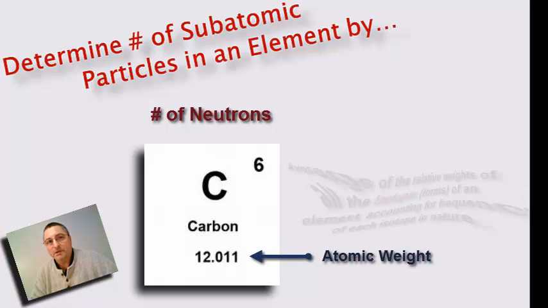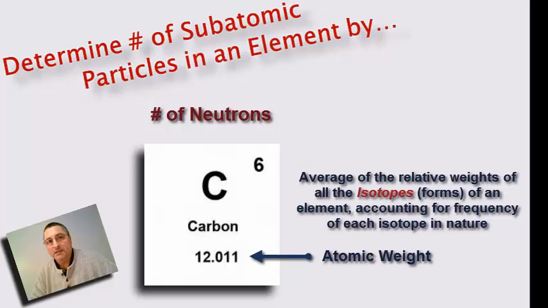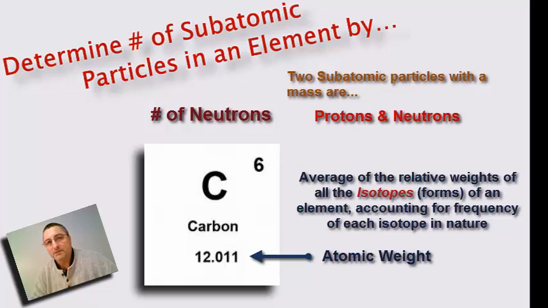Now, the atomic weight is going to be the average weight of any sample that I look at when I'm measuring a sample of carbon. Now, the problem with elements is that every atom of that element does not have the same number of protons and neutrons in it. Because remember from our previous chart, the 2 subatomic particles that carry a mass are protons and neutrons. If every atom of carbon had the same number of protons and neutrons in it, then this would be a whole number for its weight. But the atomic weight is actually an average of all the different forms of atoms of carbon times the frequency at which they occur in nature.